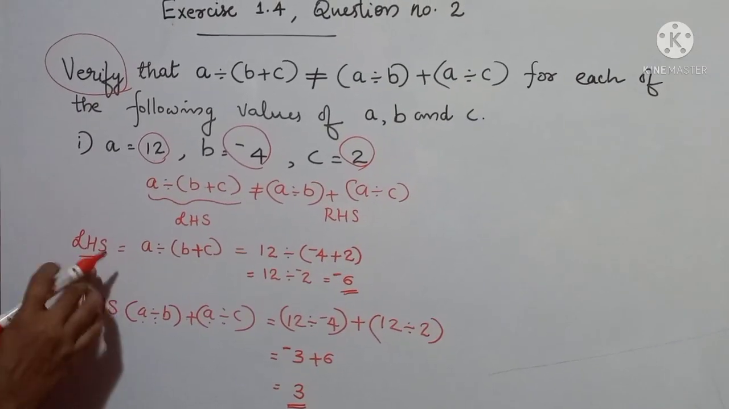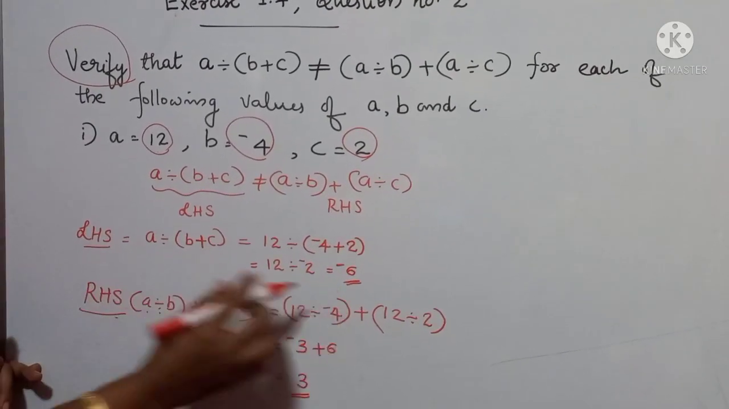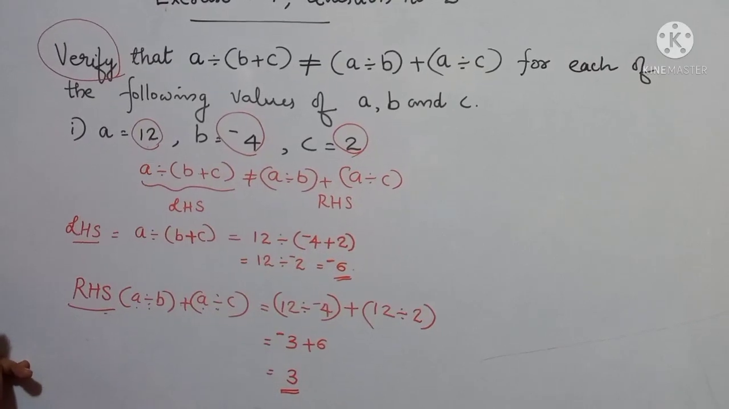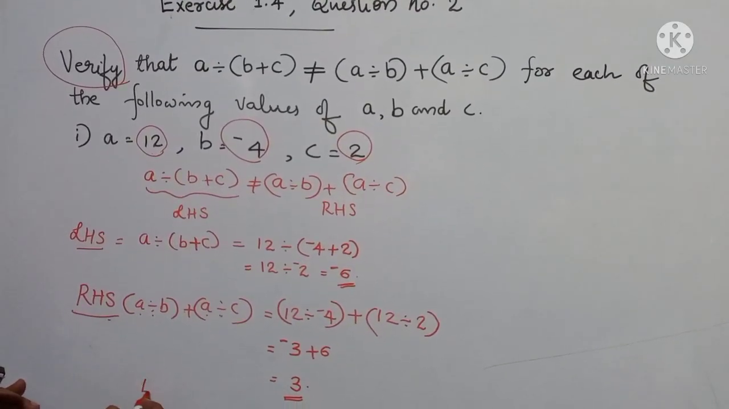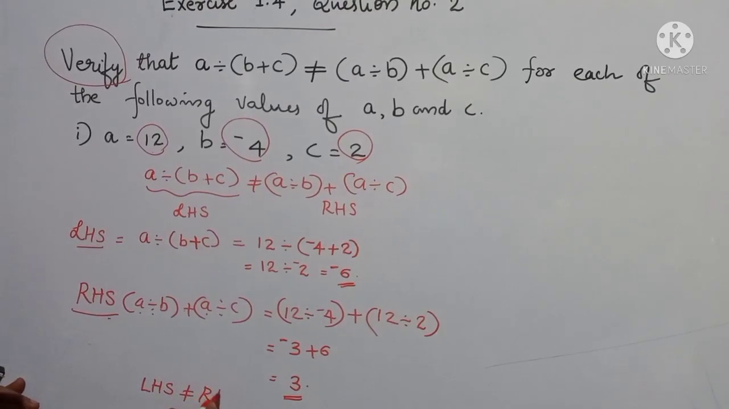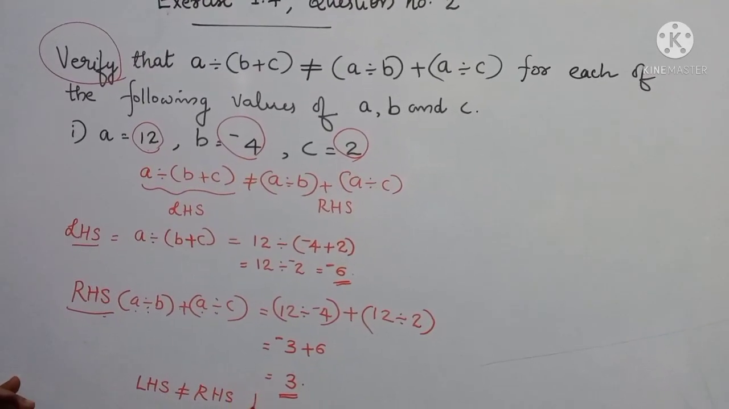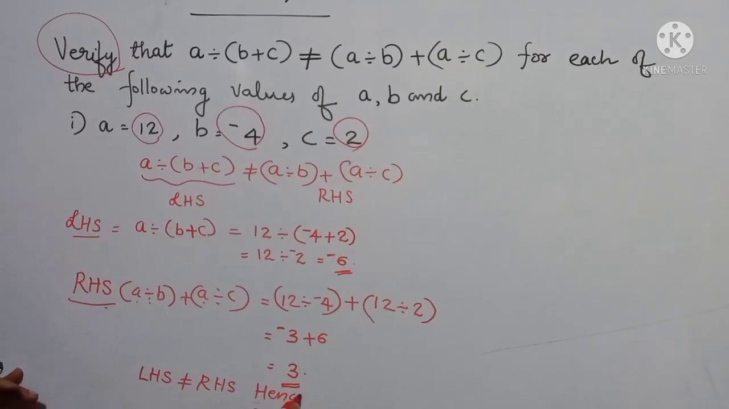Then look at LHS. In verification we always have to compare LHS and RHS. LHS is equal to minus 6. RHS is equal to 3. We know obviously LHS is not equal to RHS. Hence it is verified.